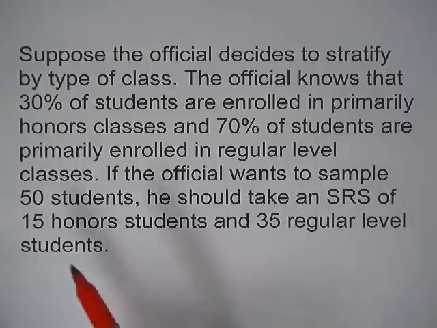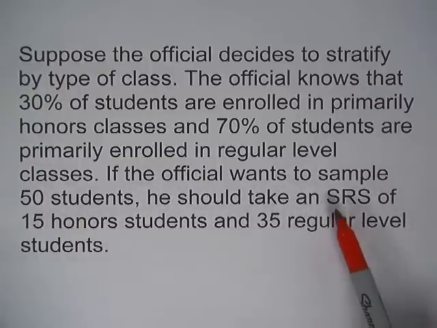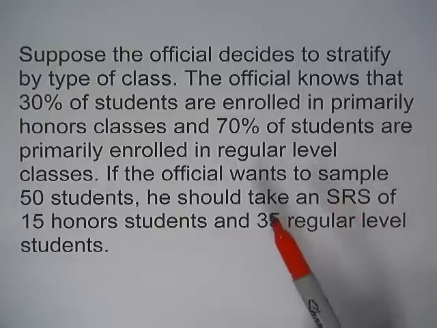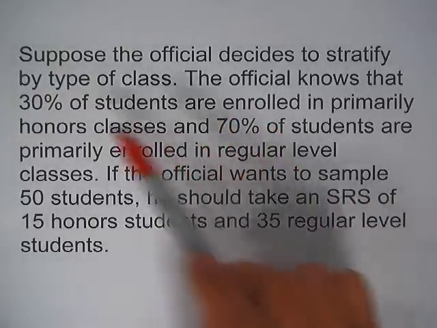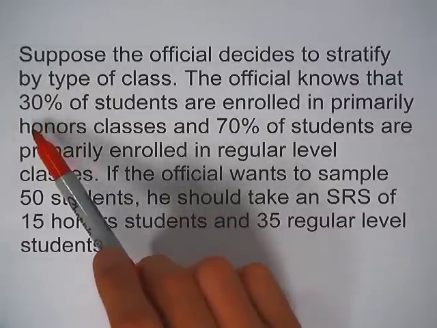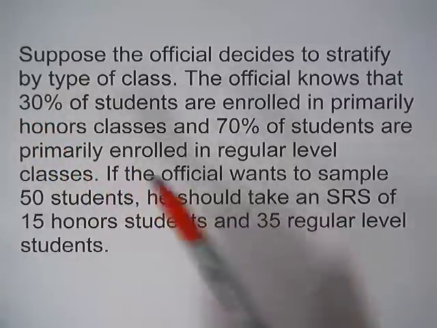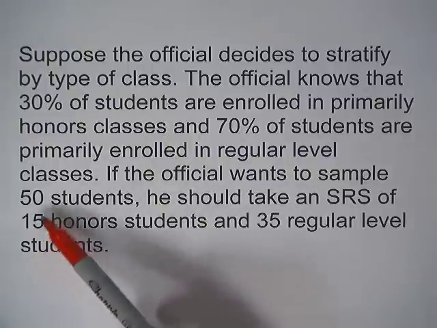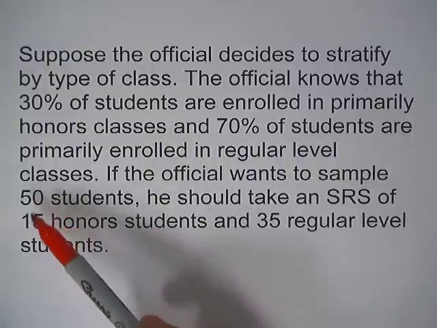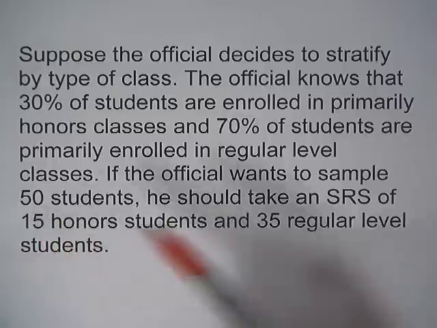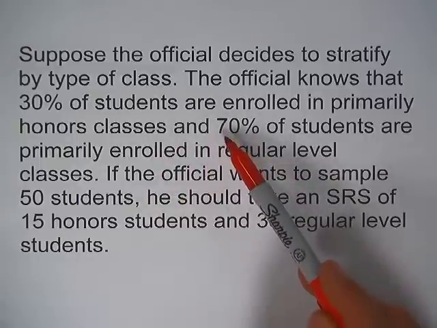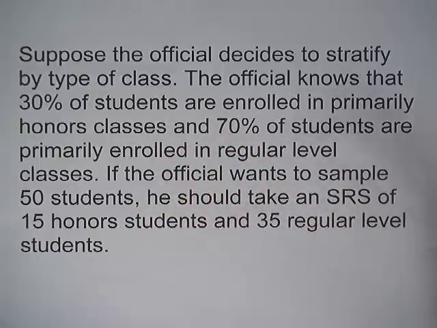It's important that the proportions within your simple random sample match the proportions in your population. So 30% of the population are in honors classes. If we look at 15 out of the 50, that's also 30%. And then 35 out of 50 would be 70%. So our proportions would match that way.